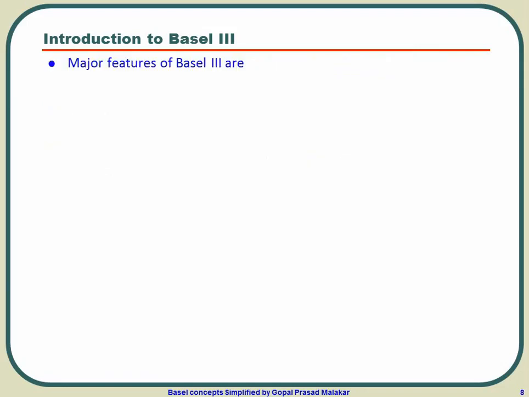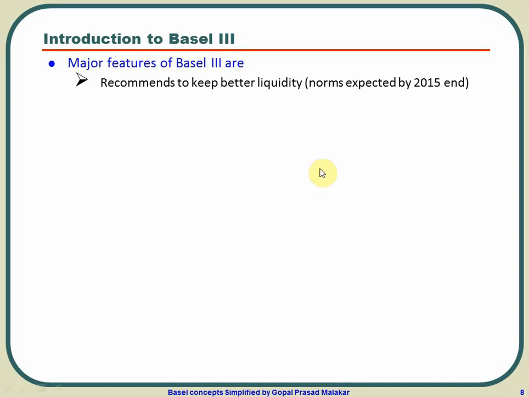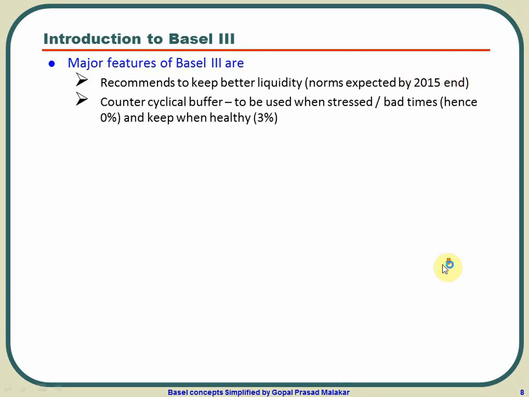And if you go next, it recommends a better liquidity ratio. The norms are expected by 2015. It also introduced a new term called the counter-cyclical buffer. What it says is that when you are in stress or bad times, use this. So this buffer you can keep at 0% when you are in a stressed or bad scenario. But when you are healthy, keep it at a minimum of 3%, so that you have money and the ability to absorb losses and shocks during the bad time. That's why it is called counter-cyclical.